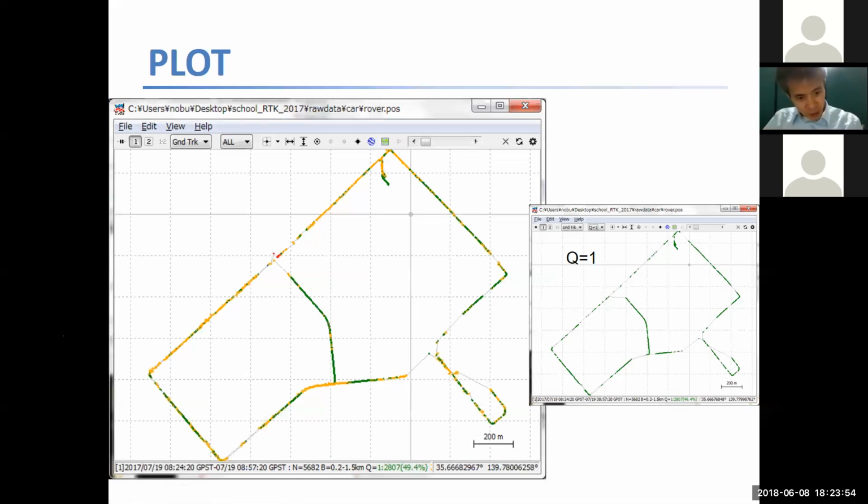Here n equals 5,682, which means carrier phase from more than 4 satellites was obtained. Even in normal urban areas, carrier phase tracking is still difficult, as you might know. So please be careful: the number 5,600 is not the total epochs.